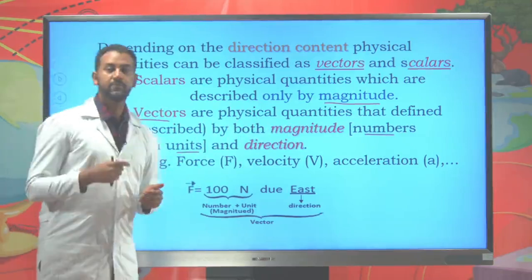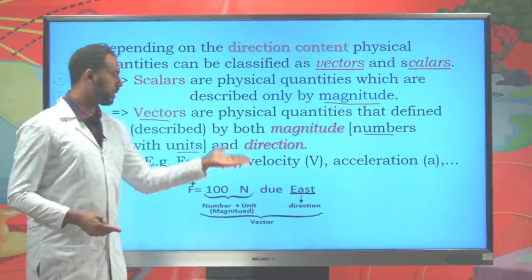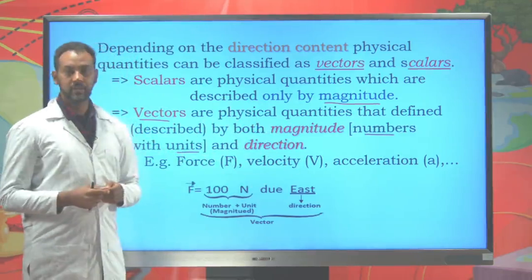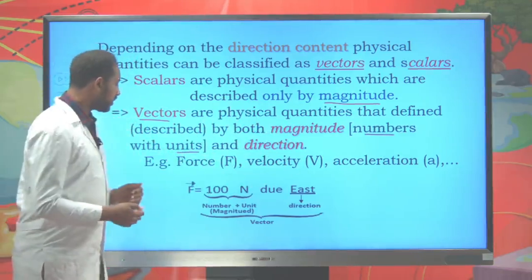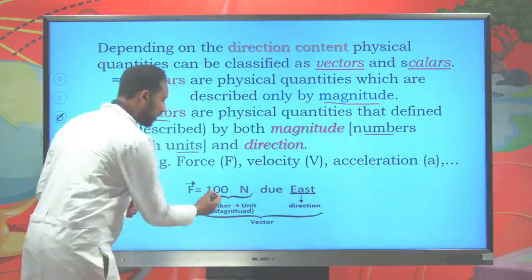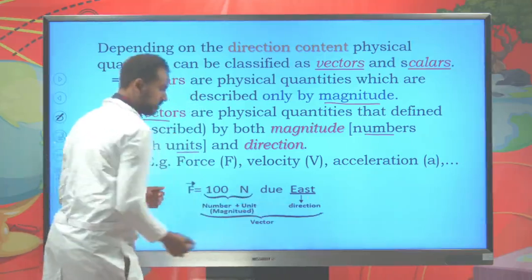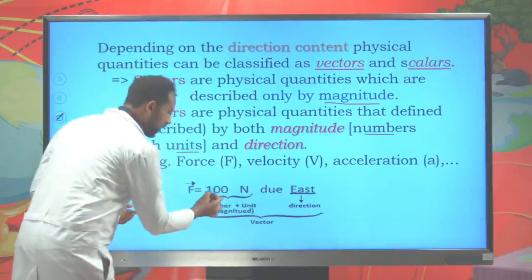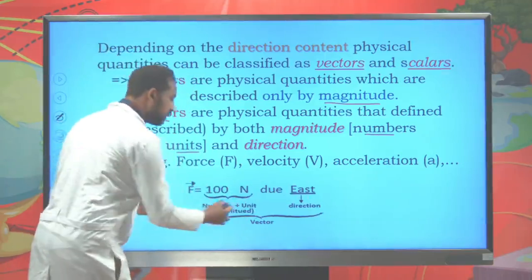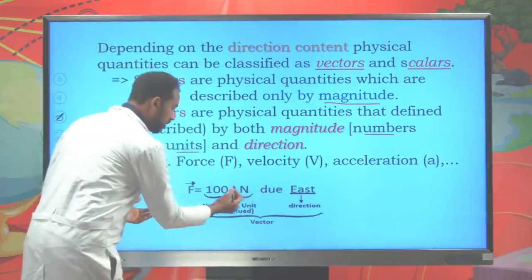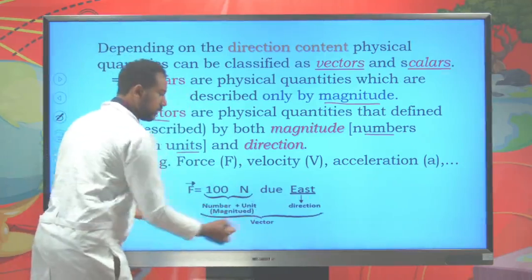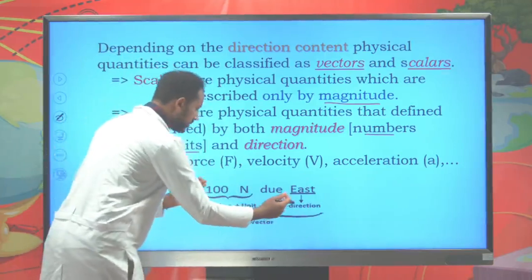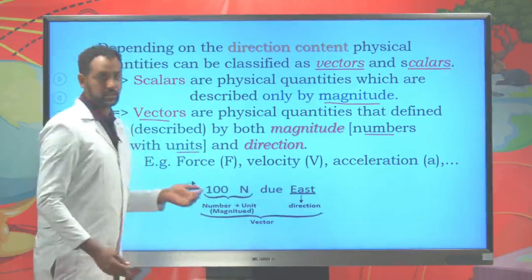Some of the common vectors are force, velocity, acceleration, momentum, and so on. We have a lot of vector quantities. Suppose here you have a force acting 100 Newton due east. 100 Newton force is acting on something due east. Therefore, 100 is a number, Newton is the unit. Number plus unit is called magnitude, whereas east is the direction. Therefore, vector quantities always consist of both magnitude and direction.